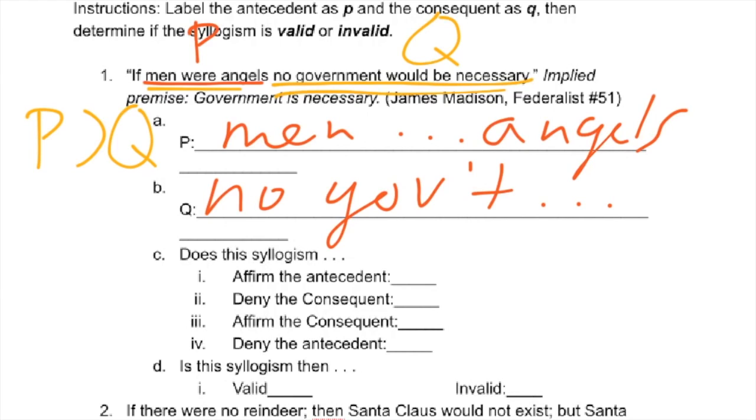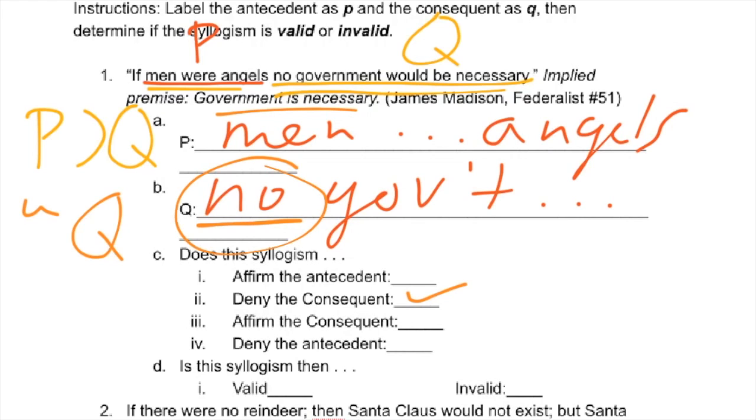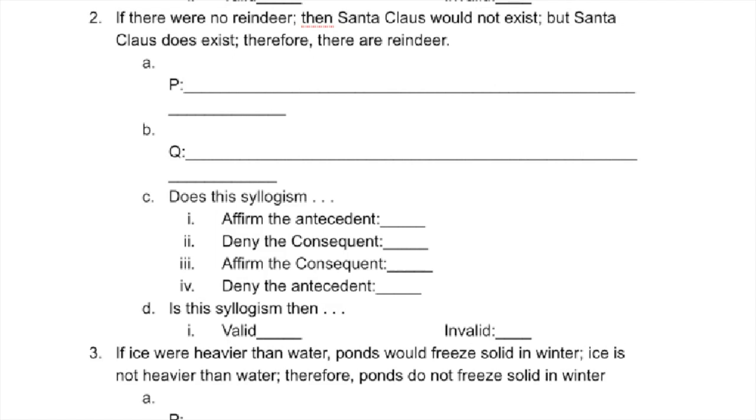The implied premise, though, is that government is necessary. And because our consequent includes the idea of no government, this is technically negating that state of affairs and denying the consequent, right? We're saying that government is necessary. Our consequent says that no government is necessary, but we're saying that this cannot be the case. We're negating Q, and then the implied conclusion here is that men are not angels. But because it denies the consequent, this particular syllogism is valid.